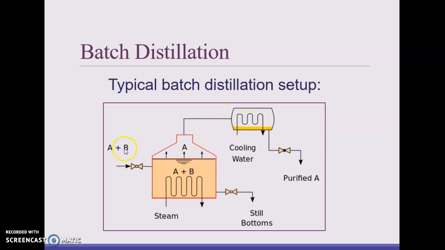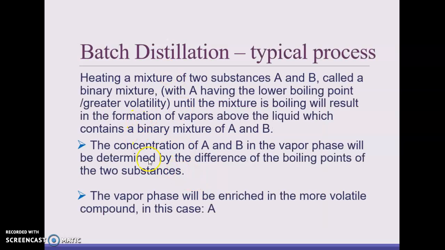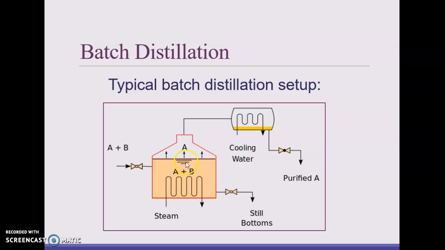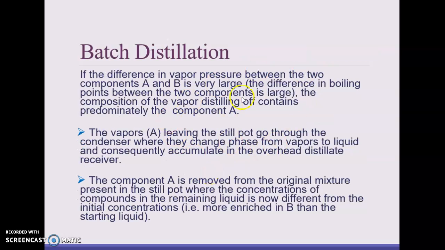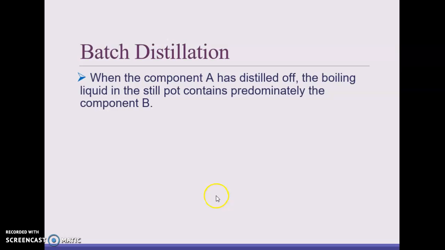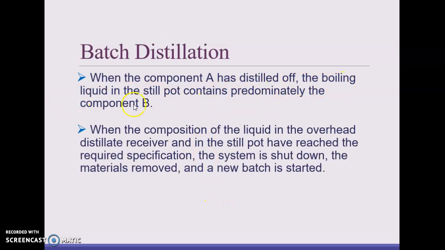And your A, which is more volatile, comes off the top, and you condense it and cool it, and you get purified A, and at the bottom is your B. That's just what we said here. You're heating two substances, and we'll say A has the lower boiling point, higher volatility. The concentration changes as it goes along: as A starts coming out, A and B becomes less A and more B. As A is boiling off, you're losing more of it from the whole pot. So when A is distilled off, the boiling liquid in the pot is mostly B.